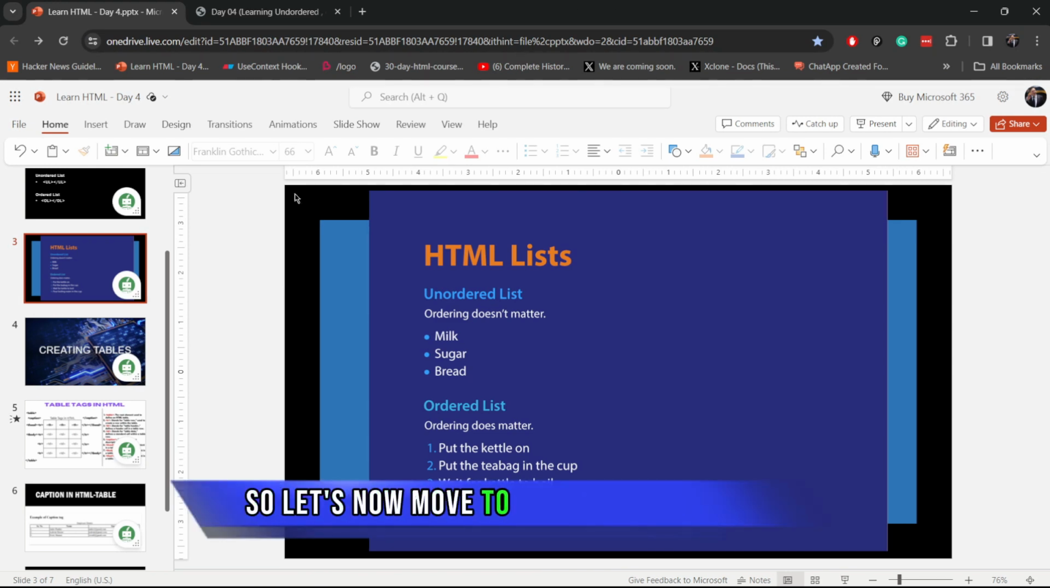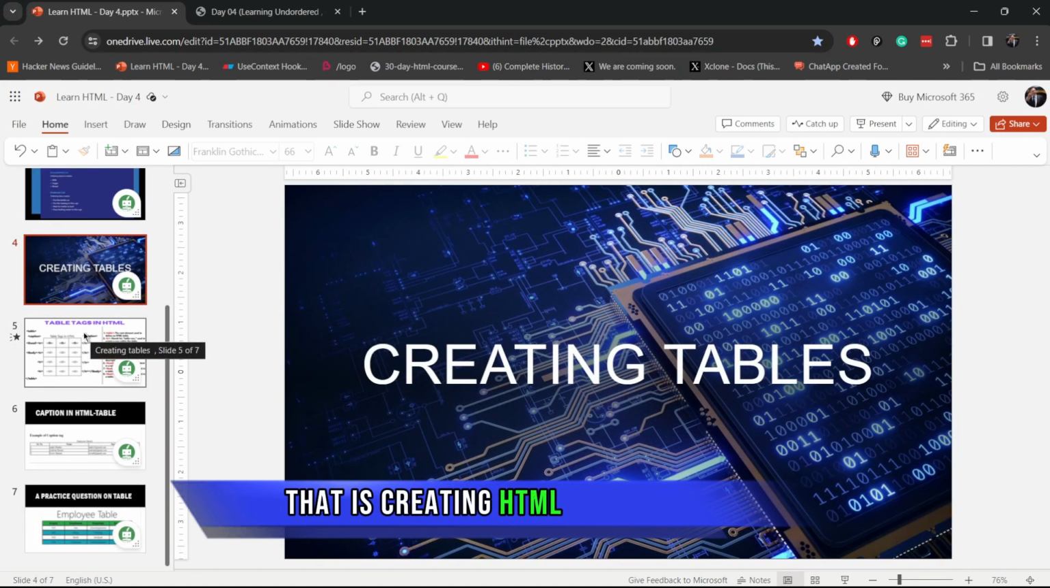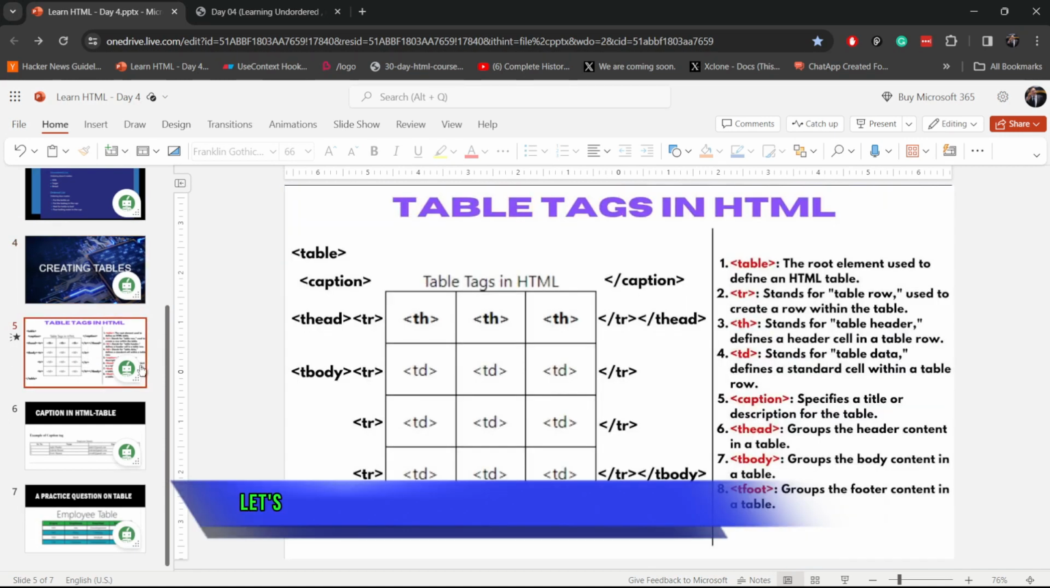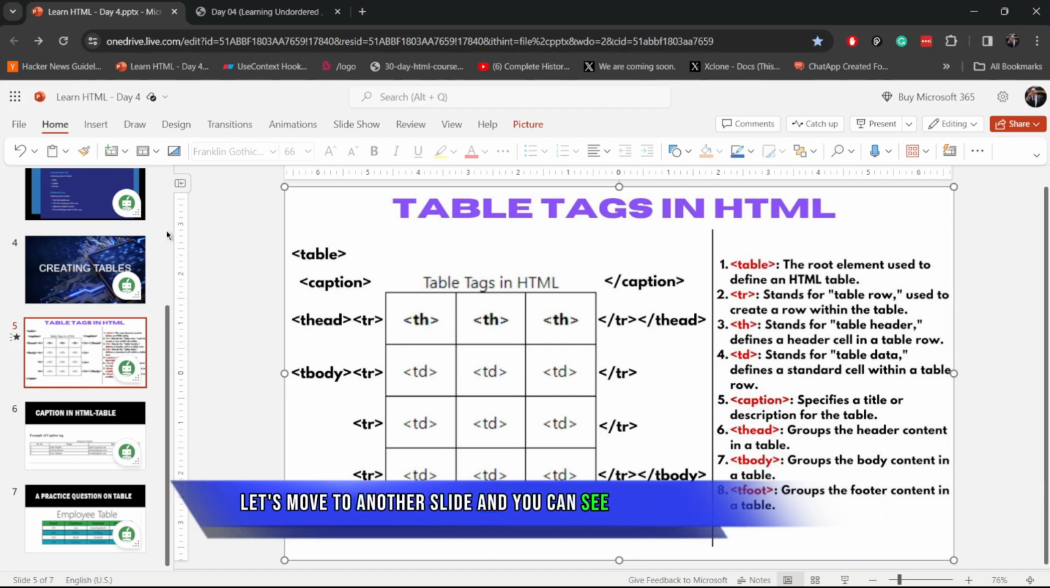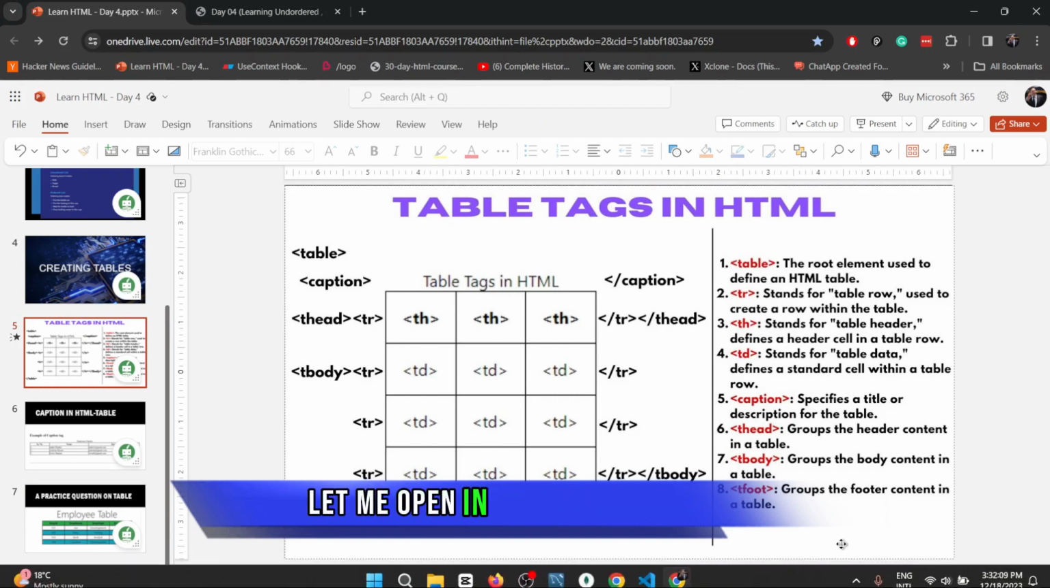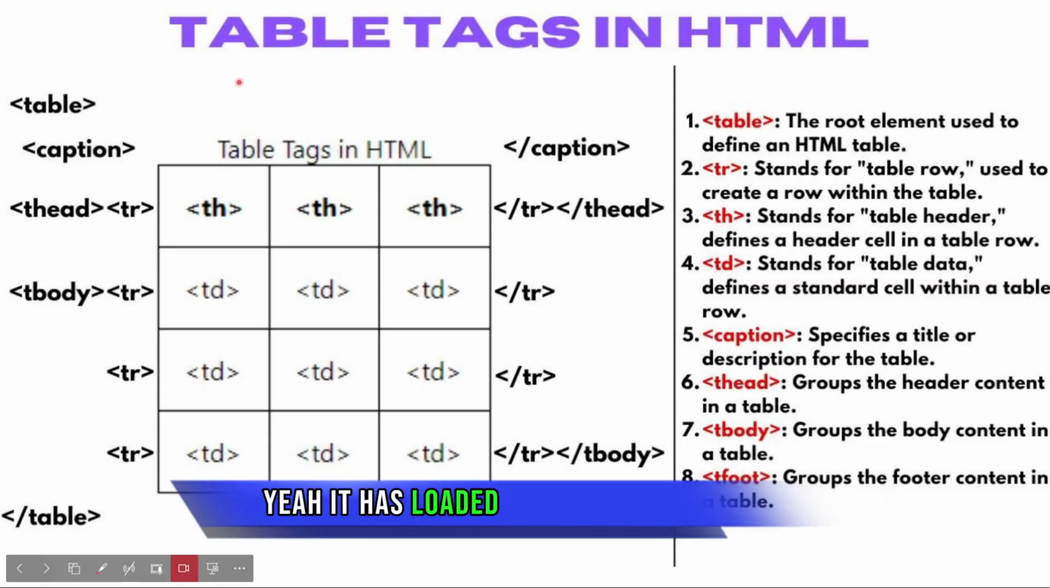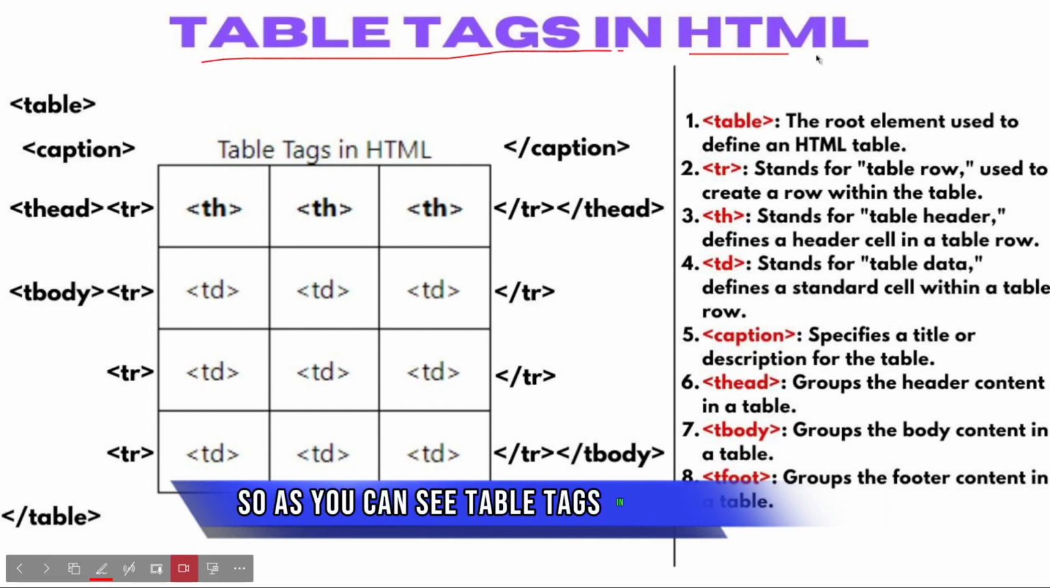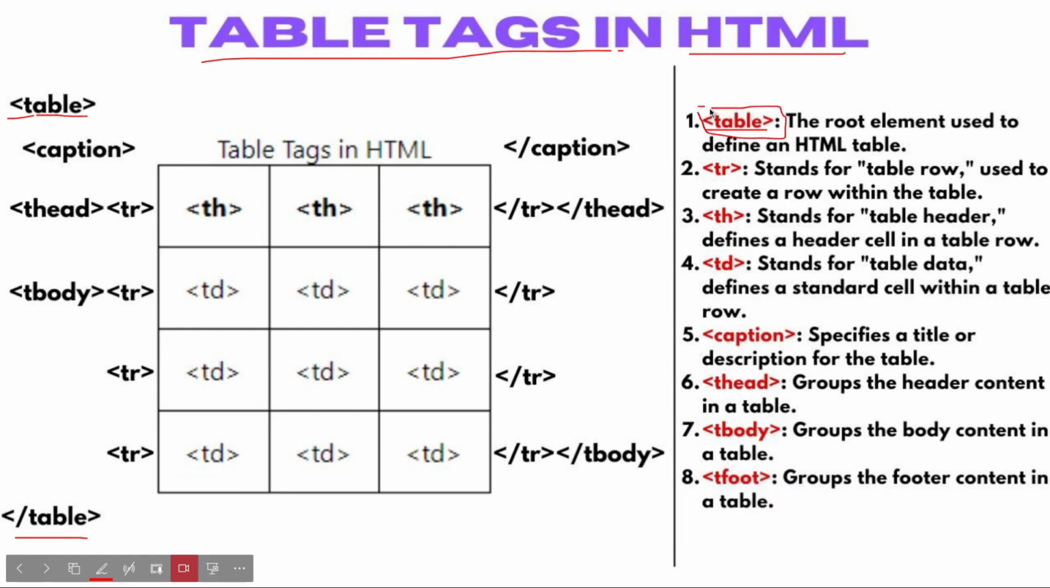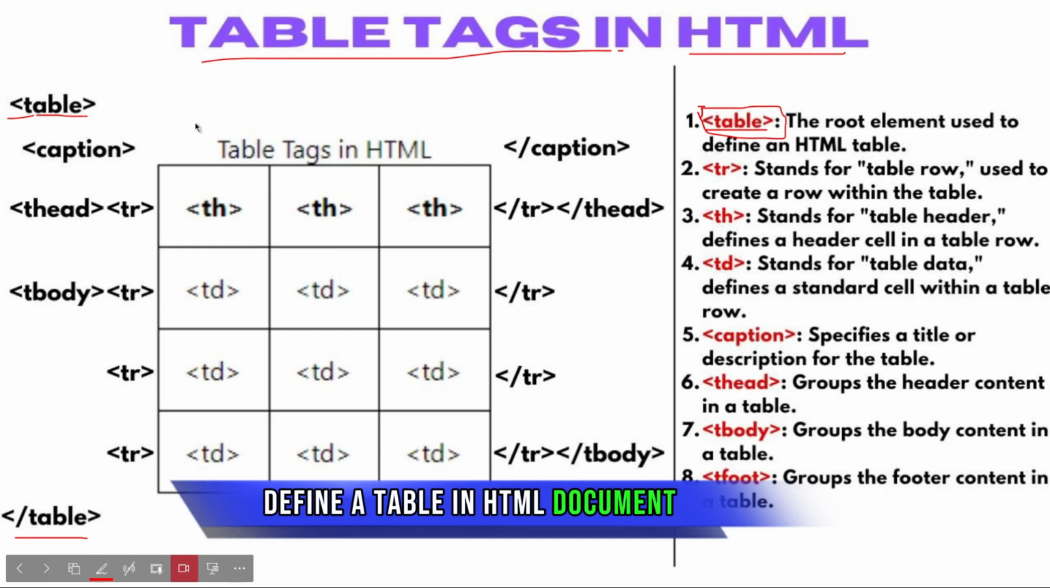So let's now move to another slide, that is creating HTML tables. Let's move to another slide and you can see this image. Let me open it in slide. So it has loaded successfully. Let me come here and choose pin. As you can see, table tags in HTML. So table is created using the table tag. In the right bar here, you can see all the descriptions. Table, the root element used to define an HTML table. So table is what we need to define a table in an HTML document.